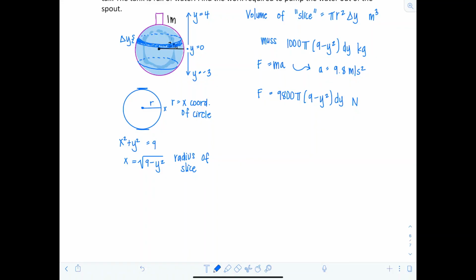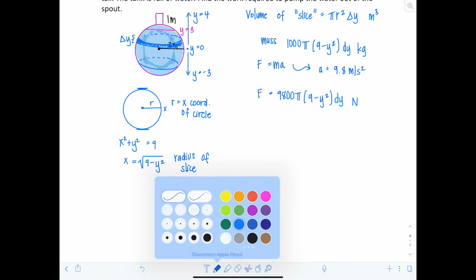Okay? Now, when I set up these integrals, I have to also take into consideration the fact that each slice is required to move a different distance, right? So whatever water is already at the top doesn't have to move as far. So imagine you have water that is up here, like at y equals 3. Well, how many meters would it have to move to get out? Just 1. Versus water that's all the way at the bottom of the tank, that would need to move a total of 7 meters to be pumped out of the tank.